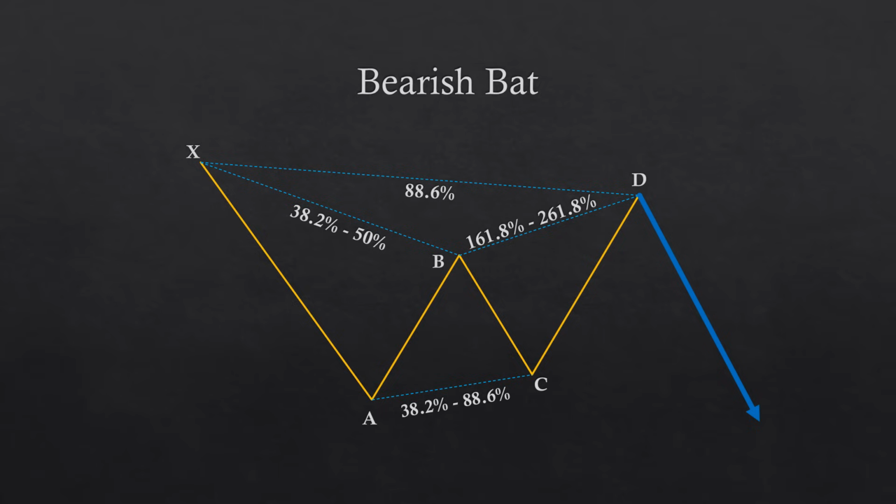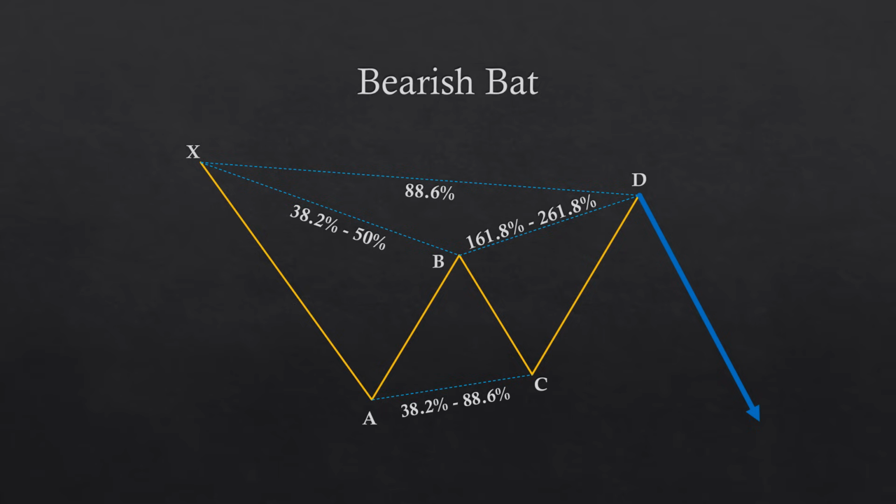The ratio between AB and XA must be between 38.2 and 50%. The ratio between BC and AB must be between 38.2 and 88.6%. The ratio between CD and BC must be between 161.8 and 261.8%. And the ratio between AD and XA must fall at 88.6% ideally.